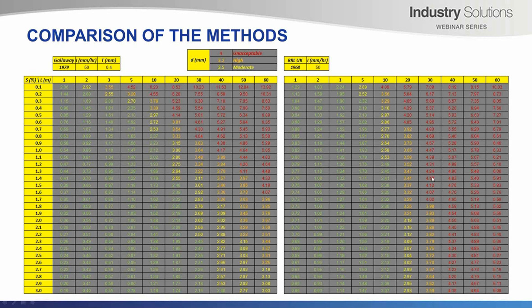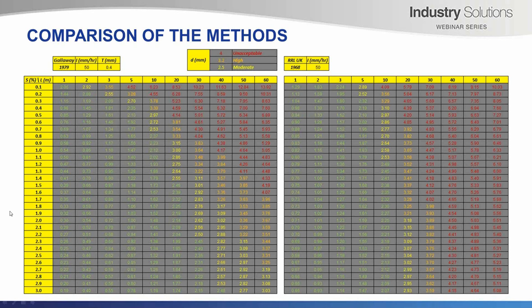So what you can see here is, generally speaking, the UK equation is more conservative, except for the flatter grades. Anything flatter than about 0.5%, then the Gallaway equation is actually a little bit more conservative. And that oftentimes is where the road gets flat, where you do have the biggest problems with aquaplaning.